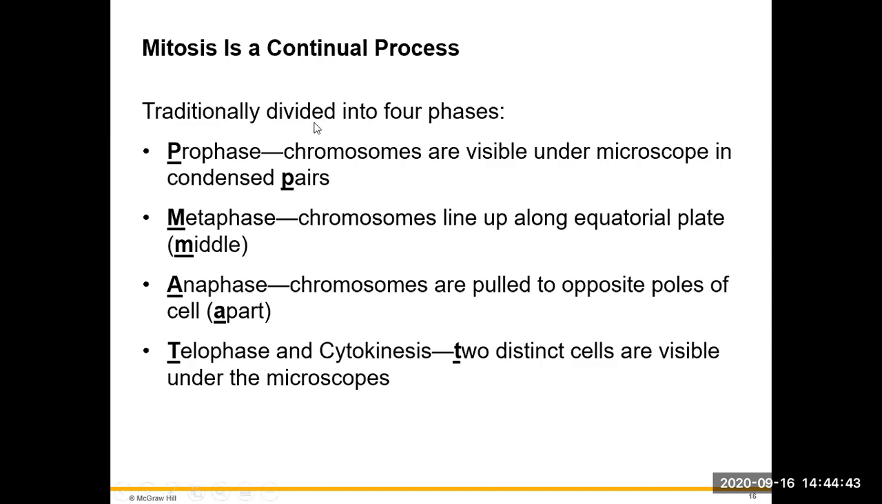During metaphase, one typical characteristic is that the chromosomes line up along the equatorial plate. It's like all the chromosomes will come to the middle of the cell. And then during anaphase, these chromosomes, especially the sister chromatids, are pulled apart to the opposite poles of the cell, so that half of the genetic material will go to one side and the other half will go to the opposite pole.